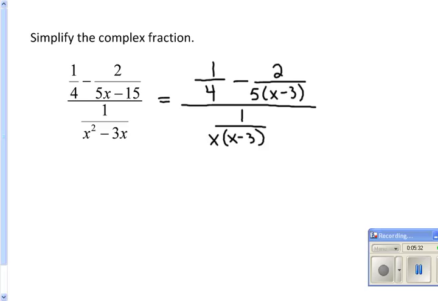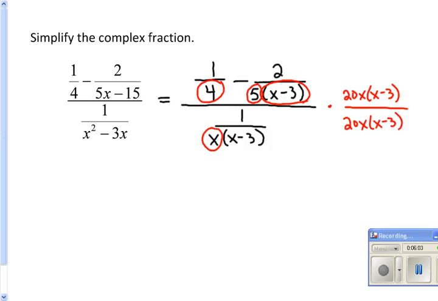Now if I look at each part of my denominator, I have a 4, I have a 5, I have an x minus 3, and I have an x, and then I have another x minus 3. Okay, so my common denominator is going to be 20x times the quantity x minus 3. And I'm going to multiply my entire fraction by 20x times the quantity x minus 3 on the top and the bottom. Okay, so I'm going to multiply the whole thing. And remember, I'm going to have to do the distributive property on the top.